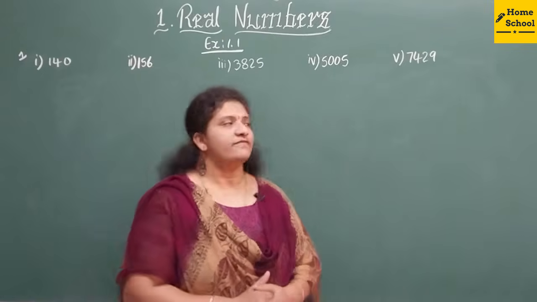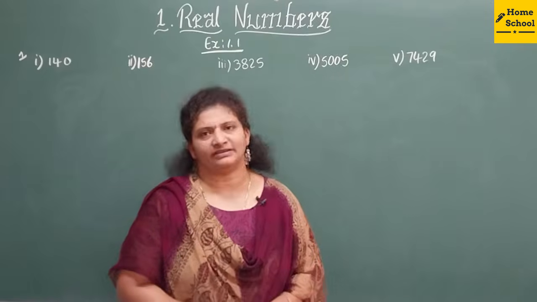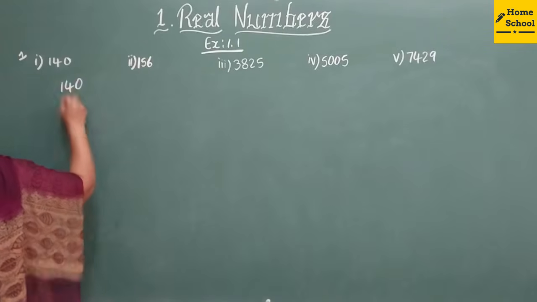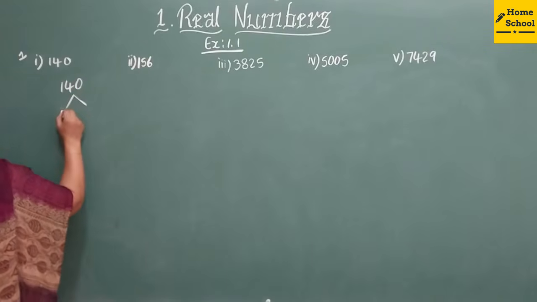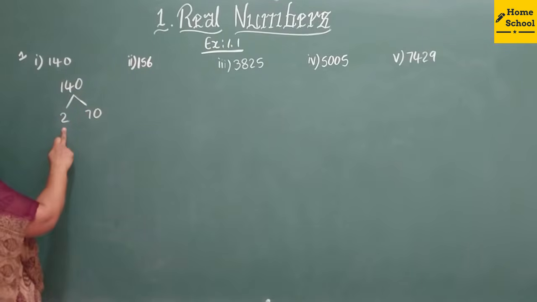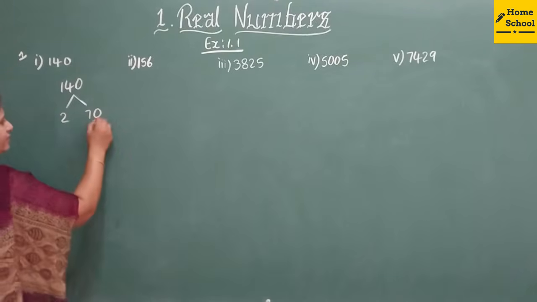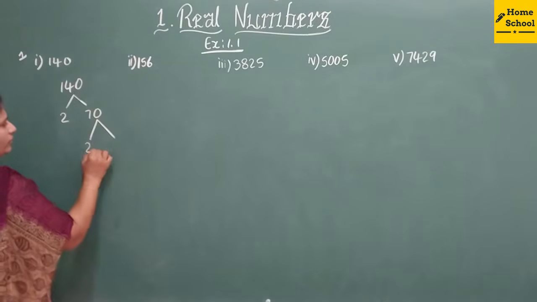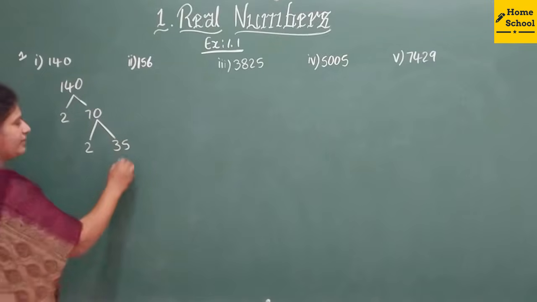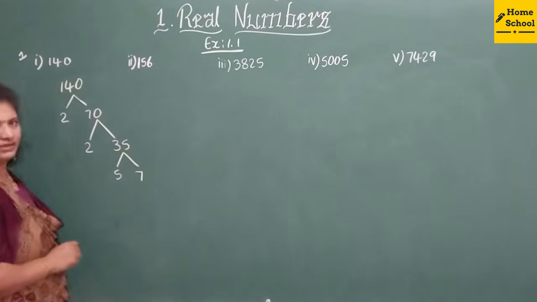Exercise 1.1. First question: express these numbers as a product of prime factors. First one, 140. Let's do it in the form of a factor tree. Take the number 2 times 70, right? This is a prime number, so we write prime numbers on the left side. Now for this 70 again: 2 threes are 6, 1 left, 10, 2 fives are 10. Then 35, split this again. This can be written as 5 sevens are 35.